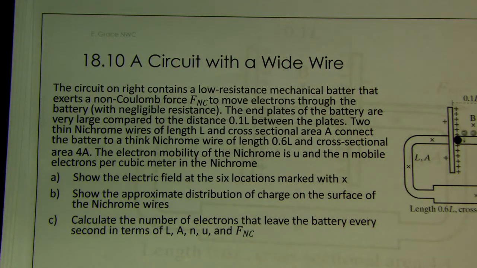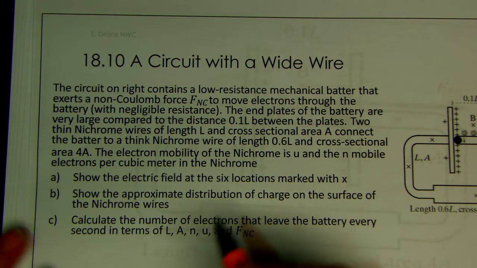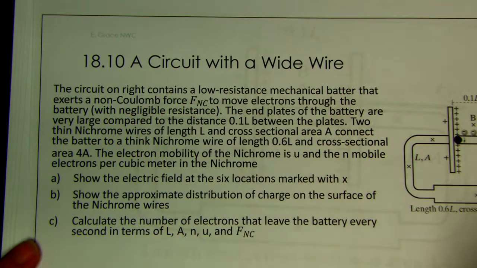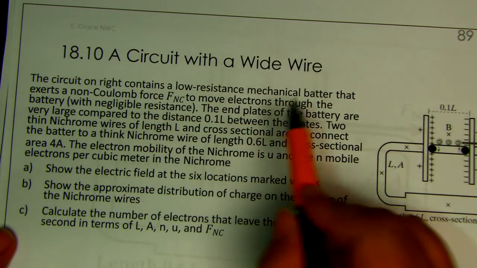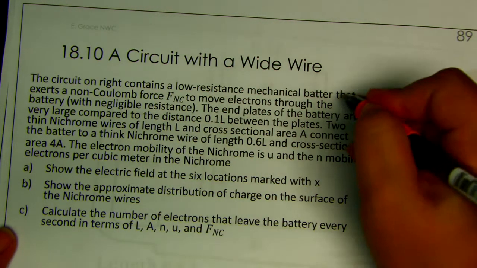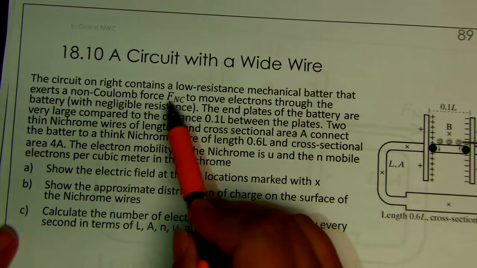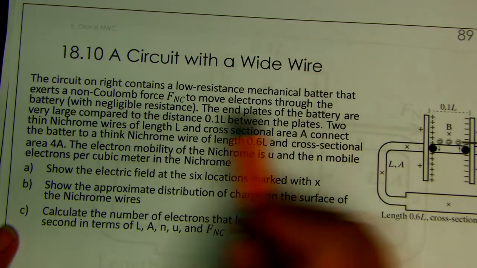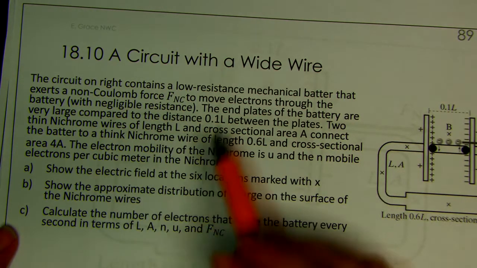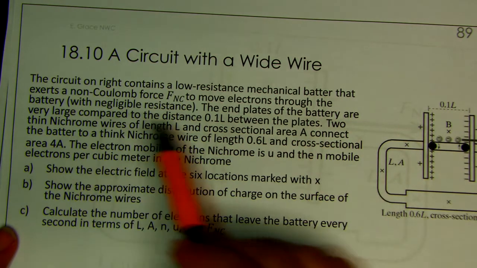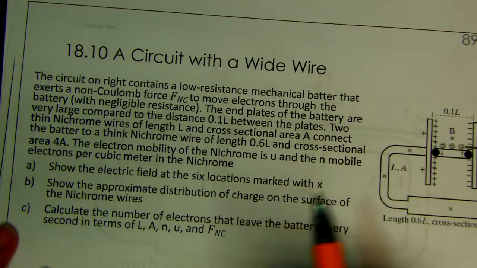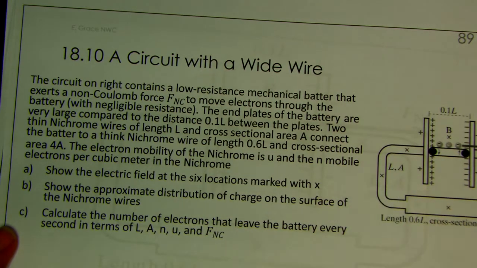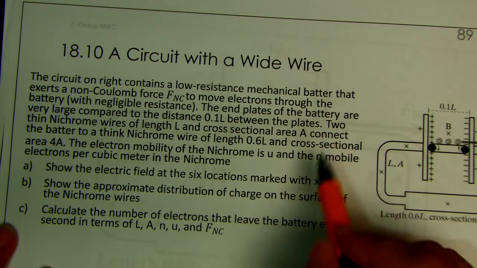All right, so here is the solution to the last problem in the slides. It says the circuit on the right, which I've got here, and I've got a bigger picture we're going to use in a moment, contains a low resistance mechanical battery that exerts a non-Coulomb force, FNC, to move electrons through the battery with negligible resistance. The end plates of the battery are very large compared to the distance of 0.1 L between the plates, allowing us to use that capacitor estimation.